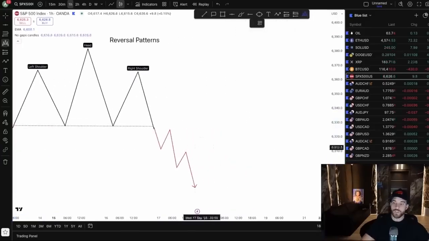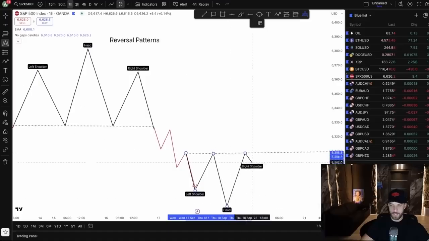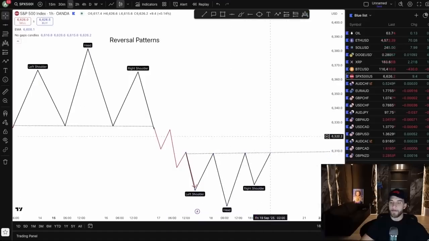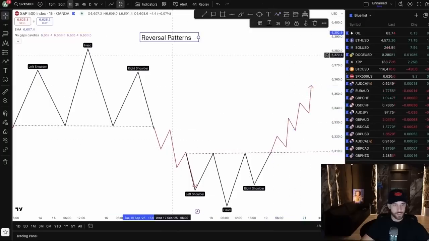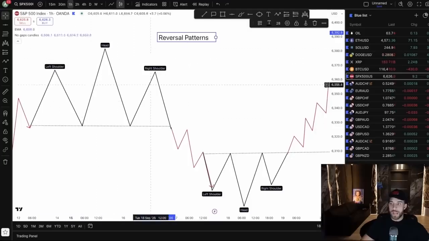At the bottom of a trend, you will then get what is called an inverted head and shoulders, which is literally the complete opposite. But this is now a reversal pattern to let you know that this market is now going to go to the upside. So there's a big difference between a reversal pattern and a trend continuation pattern. Reversal patterns literally mean the market is going to shift the other way.